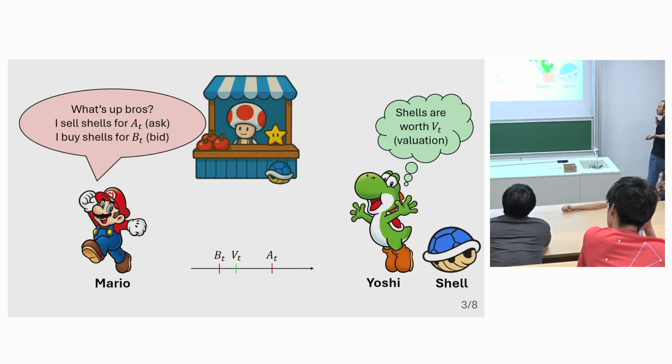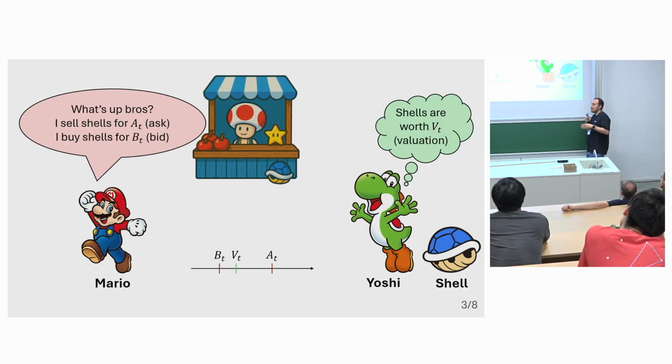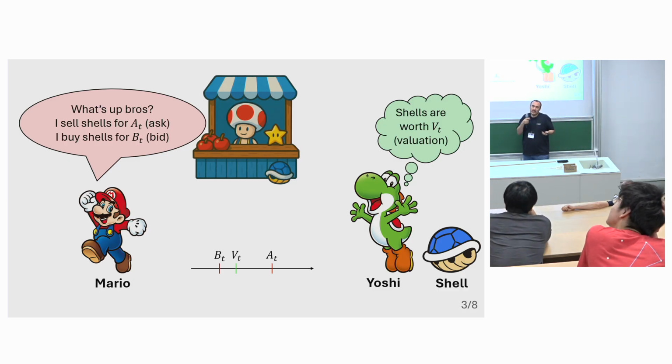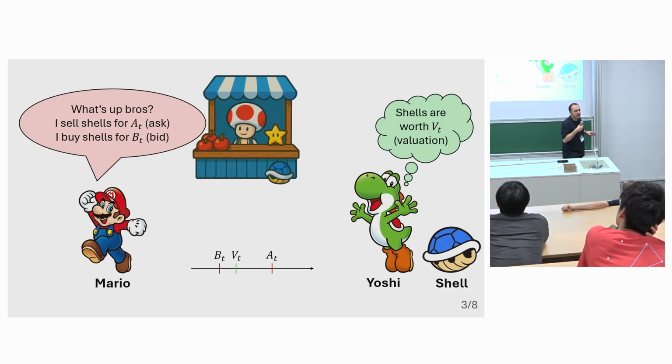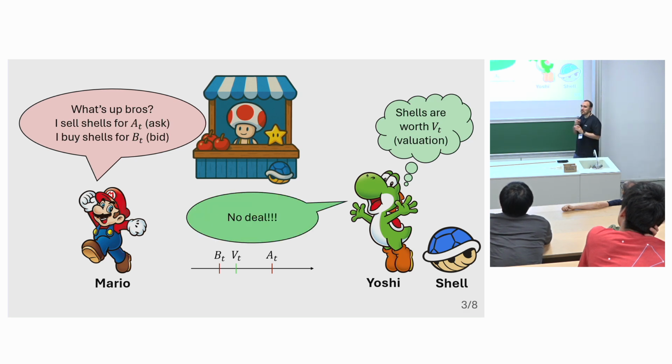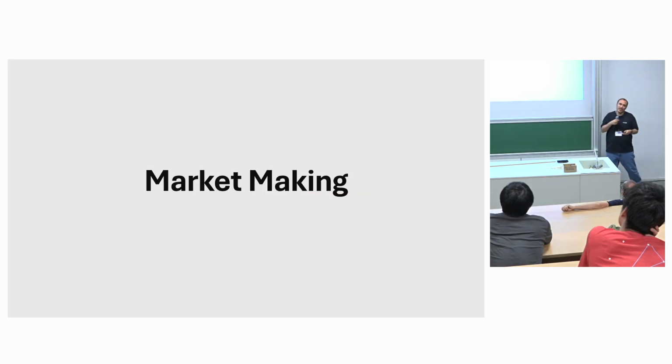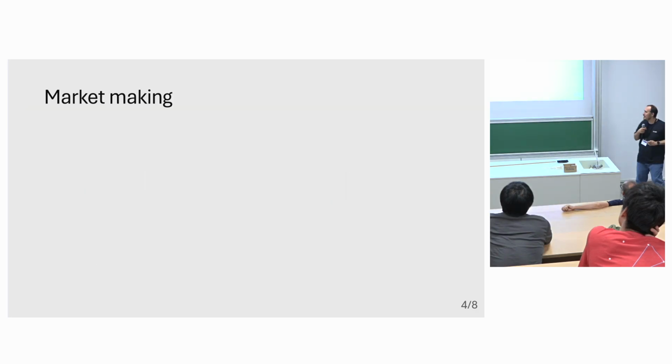Last option is if VT is in between the bid and the ask, then Yoshi says, you're not offering enough money for the share that I have, so there's no reason to trade, and they just walk away. Okay, so let's make this slightly more formal.